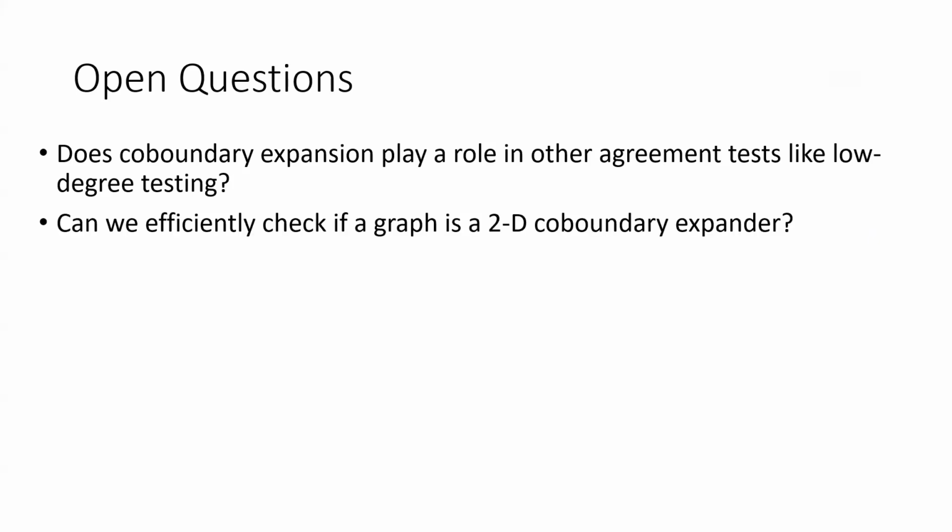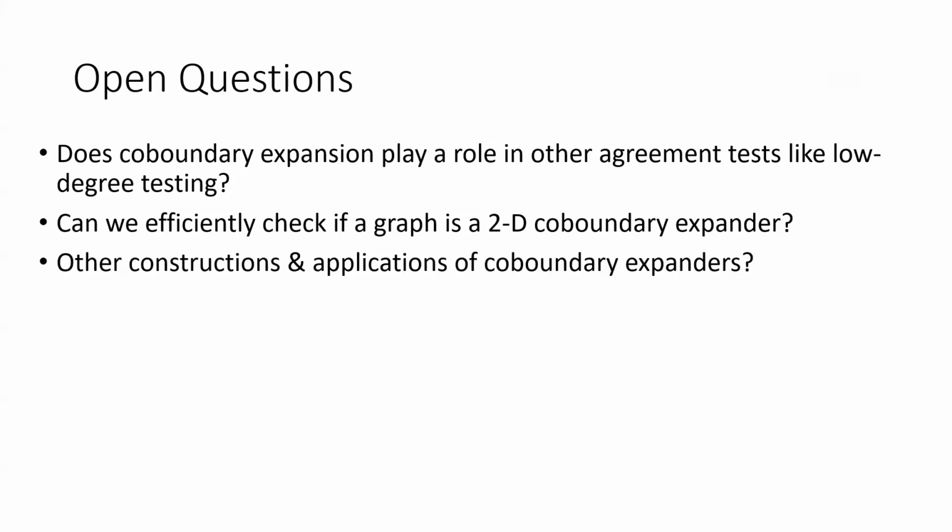This question says, can we efficiently check whether a graph is a 2D coboundary expander? Being a 1D coboundary expander is just equivalent to edge expansion, so we have a spectral certificate. You can just use Cheeger's inequality. But for 2D coboundary expansion, we really don't know how to do this efficiently. And currently we have this one construction and some variants of it, of Chapman and Lubotsky. So can we have other constructions and other applications of coboundary expansion?